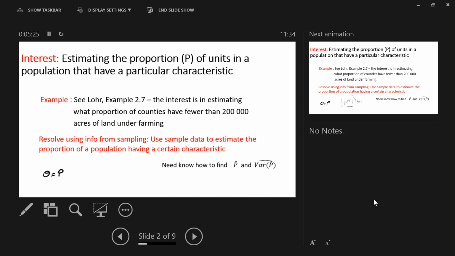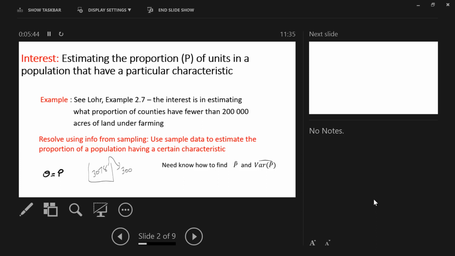So we want to know how you find your estimated proportion and then the variance of the estimated proportion. But we always estimate the variance, because the variance is going to have an S squared or whatever in it, and we don't have all the values of the proportion. So we always use the estimated variance.